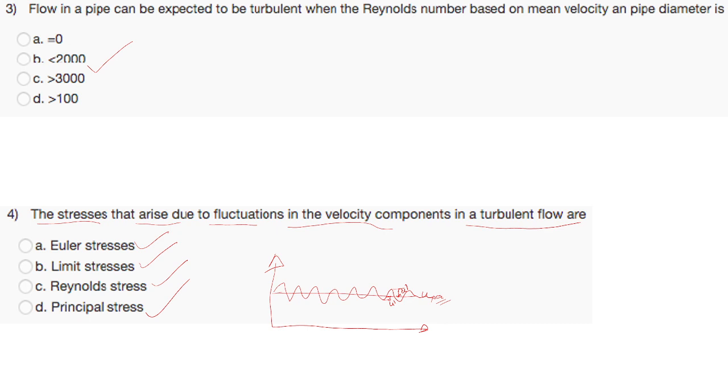So due to this, it is the Reynolds stress. You already know about Reynolds stress, V dash.